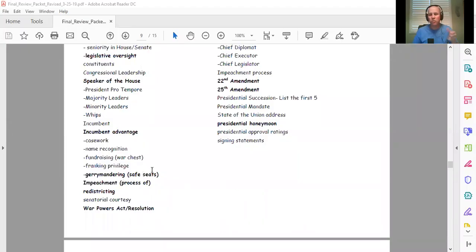And so one of the reasons that members of the House have such a higher incumbency advantage is because of the fact that we can gerrymander the districts and create safe seats for Republicans or Democrats, right?